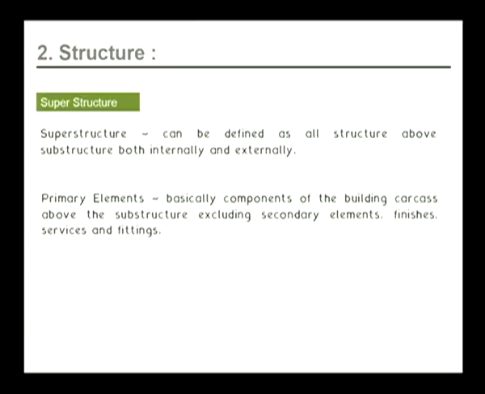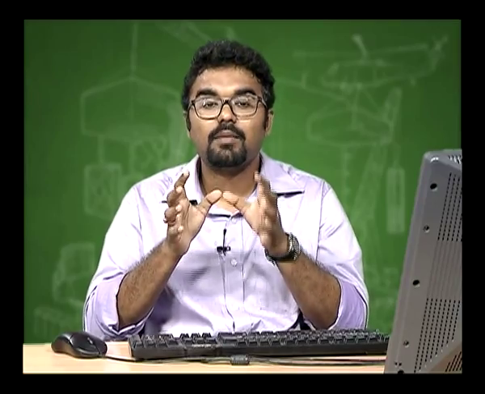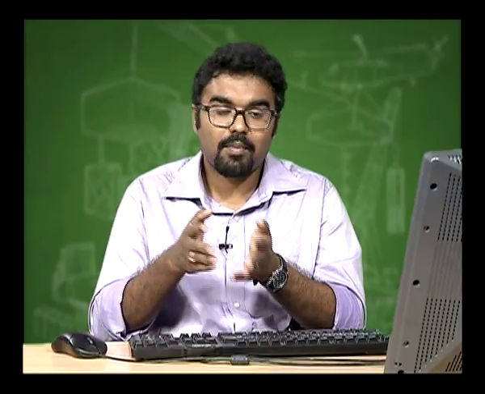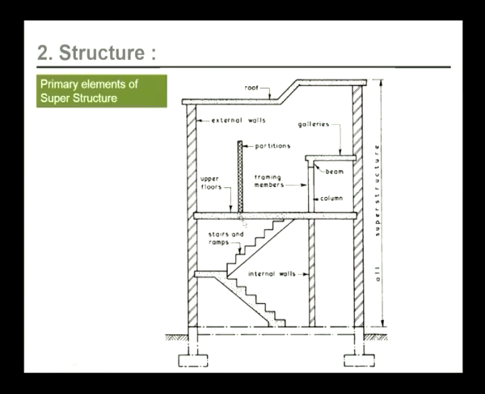Now there are various elements of a superstructure. These are basically components of the building carcass above the substructure, excluding the secondary elements, that is finishes, services and fittings. So these are the primary elements of a superstructure. So the elements of the superstructure can be classified into primary elements and secondary elements. So the primary elements would be the basic carcass, for example, the walls, the beams, the columns, the floor slabs, and the secondary elements would be the finishes or the ornamental part of the building that comes over the primary elements.